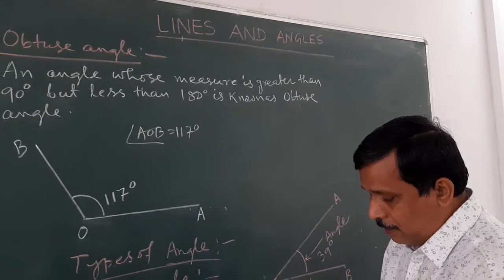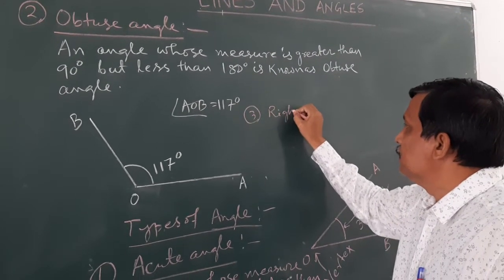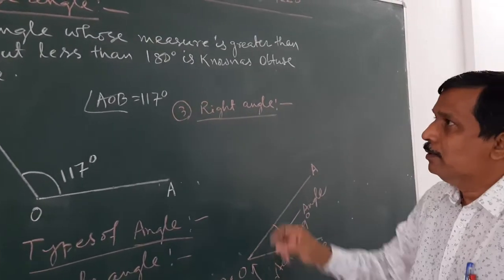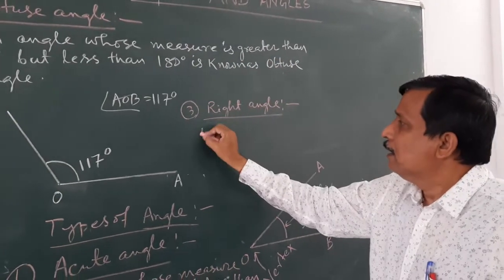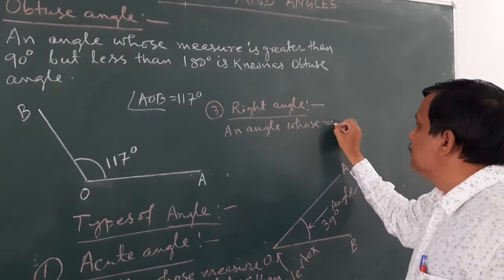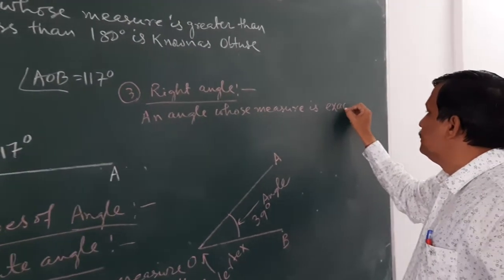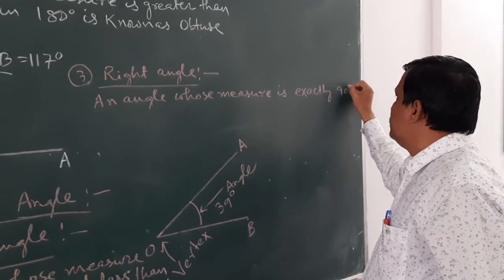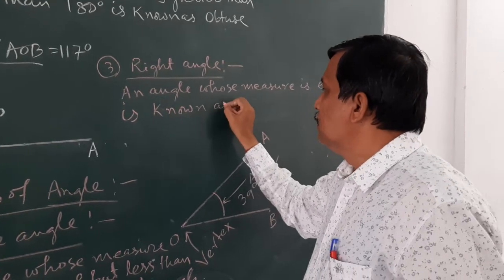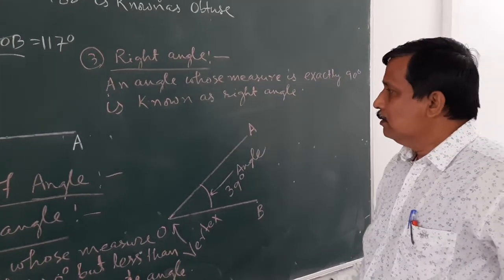Next, the third is your right angle. I have told you about an angle whose measure is greater than, but here an angle whose measure is exactly 90 degrees is known as a right angle.